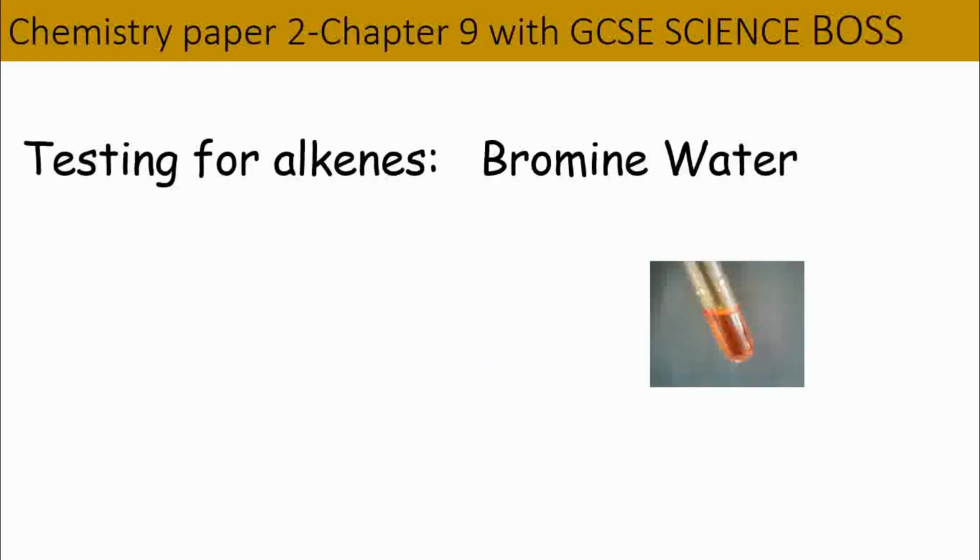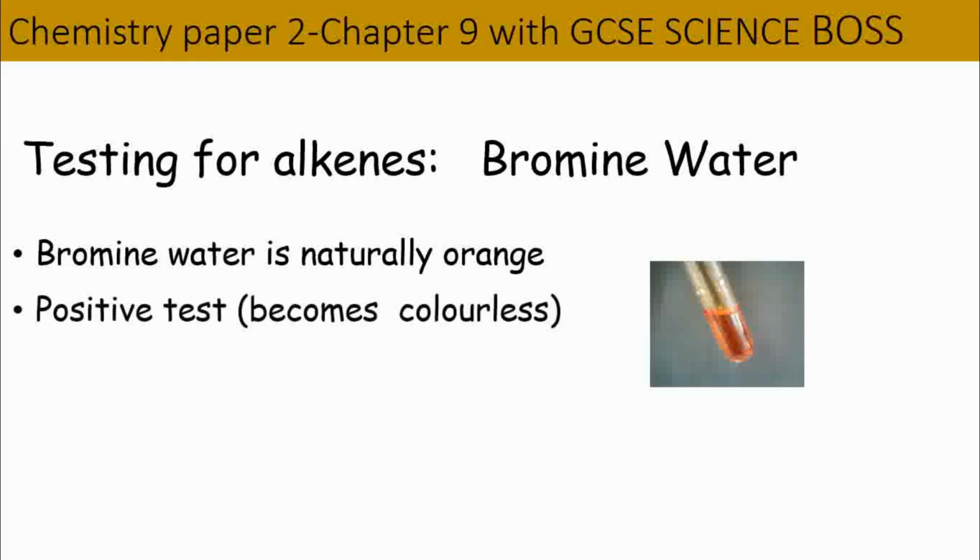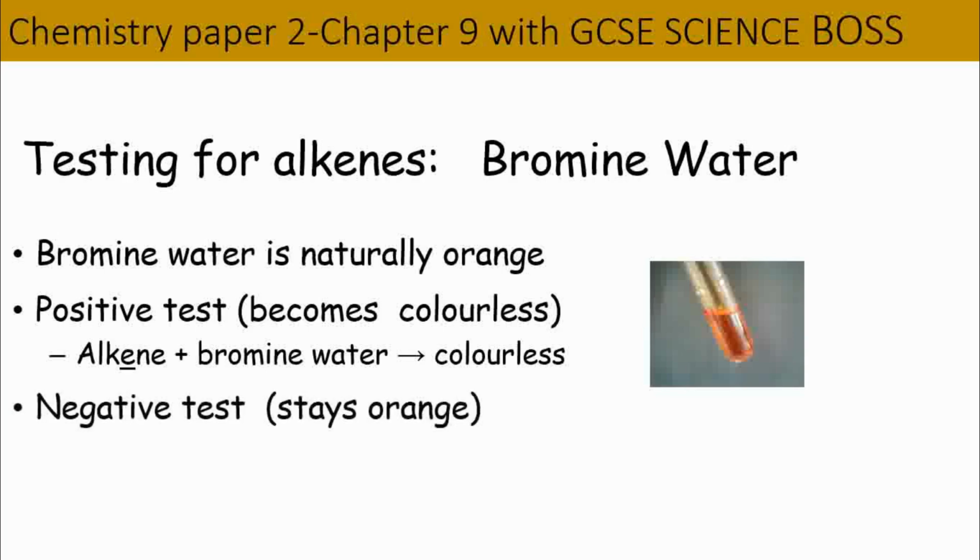Finally, you need to know how to test for alkenes. To test for alkenes, you use something called bromine water, and this is what bromine water looks like here. It's a red brown liquid, or orange. Now if an alkene is present, what will happen? It will change to being colorless. So alkene plus bromine water will change it to be colorless.